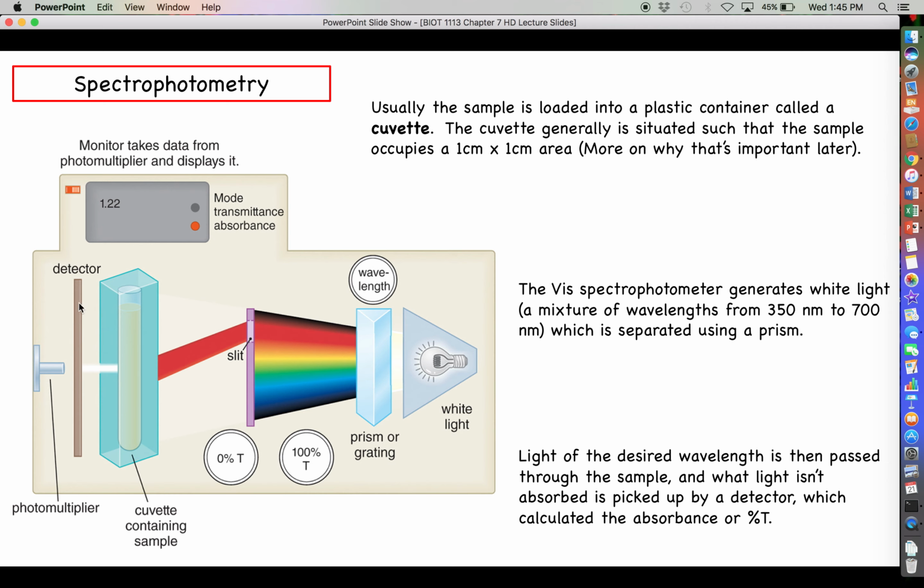Okay, so let's talk some more specific biotech stuff. So we're kind of past the evergreen nature of this discussion, and now we're really just focused on biotech applications. So a given molecule, if you decide you want to use spectrophotometry to look at a particular molecule, you pick your molecule.